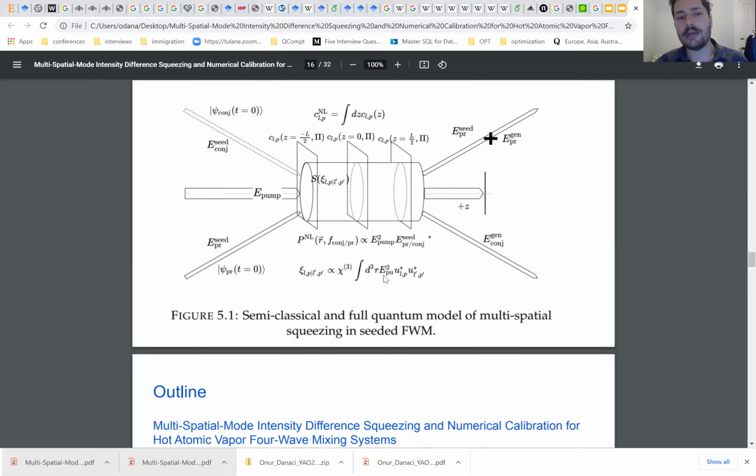So this vacuum seeding cannot amplify all the modes, but only the modes that are constrained by the spatial mode structure of the pump and probe. And again, you create these generated probe and generated conjugate modes, and then there are quantum correlations between them, the two-mode squeezing between them.